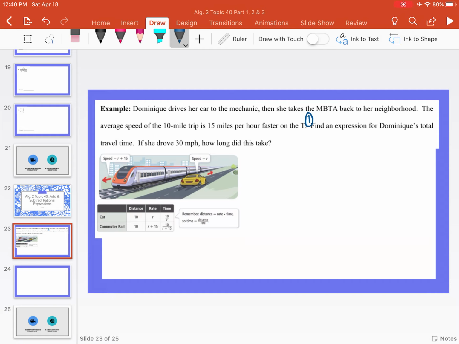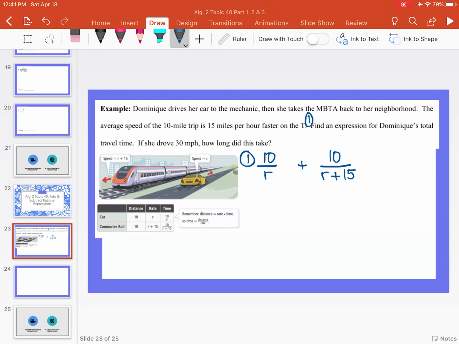So we can represent the time for a car by 10 divided by r. And we can represent the time for the commuter rail by 10 divided by r plus 15. Because we want to find the total travel time, these two fractions represent the time traveled for the car and the time traveled for the T. So the sum will be the total travel time.